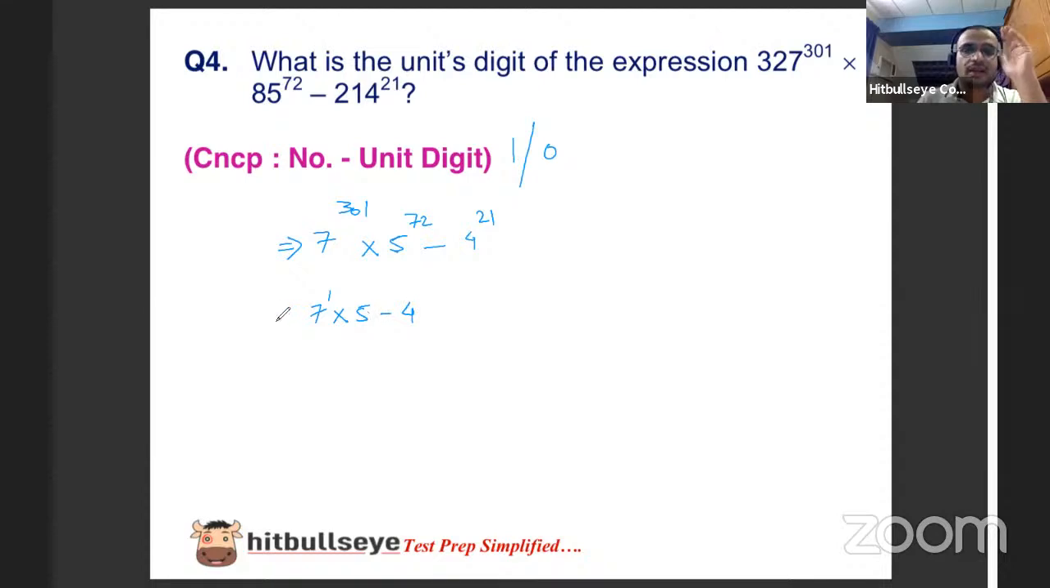Now here we have to apply BODMAS, right? So first we'll go for multiplication and then we'll go for subtraction. So let's do that. 7 fives are, the last unit digit will be 5 minus 4. Answer comes out to be 1 as the unit digit. Please check. So Sambit, good, and Shivam, you got the right answers. 1 is the right answer, not 0. Please check.